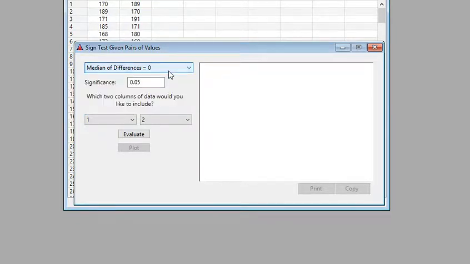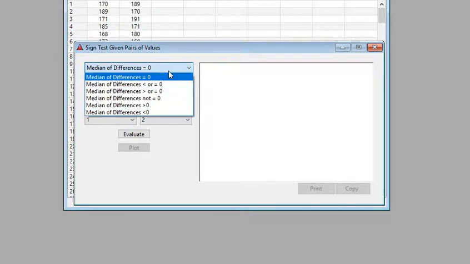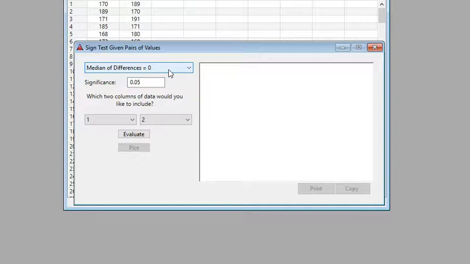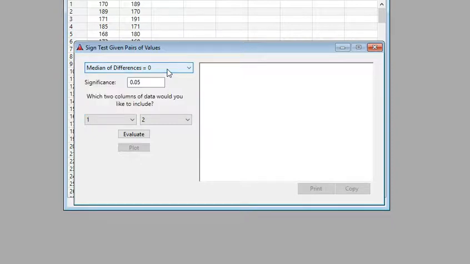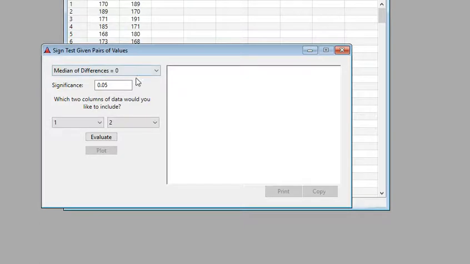We're going to be testing, actually it's going to give you median difference of 0. I have to assume that it's going to be the null hypothesis here then. So it's a little bit different than maybe some of our other things. Let's test it and see what happens. Our two columns of data are already here. Our significance level is here. So evaluate.